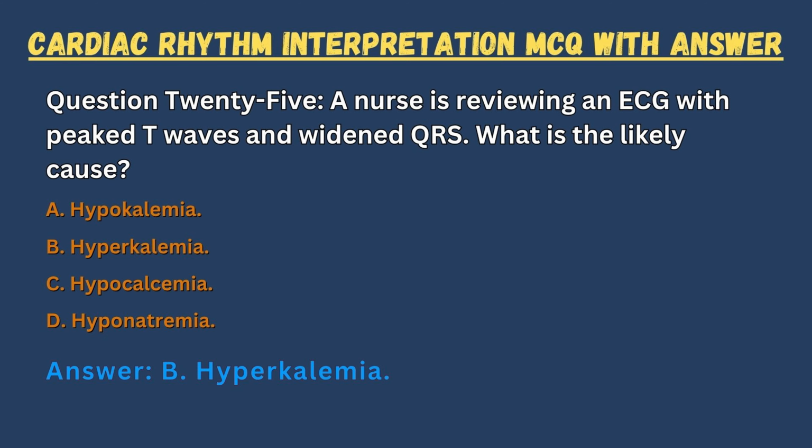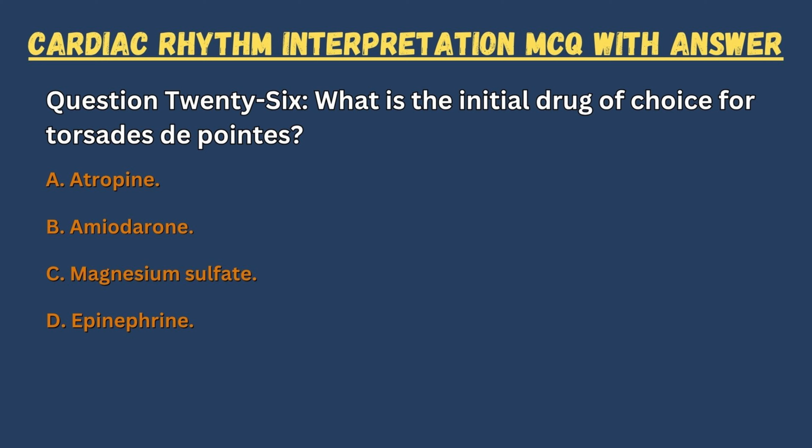Answer: B. Hyperkalemia. Question 26. What is the initial drug of choice for torsades de pointes? A. Atropine. B. Amiodarone. C. Magnesium sulfate. D. Epinephrine.